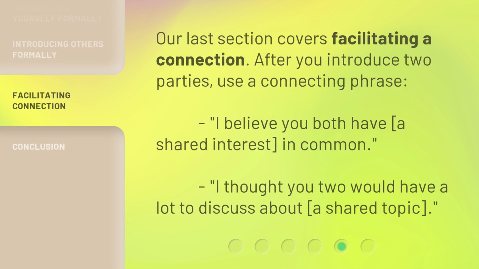Our last section covers facilitating a connection. After you introduce two parties, use a connecting phrase. I believe you both have a shared interest in common. I thought you two would have a lot to discuss about a shared topic.